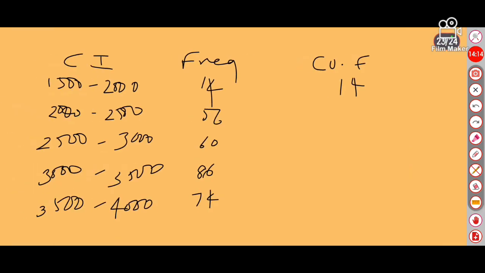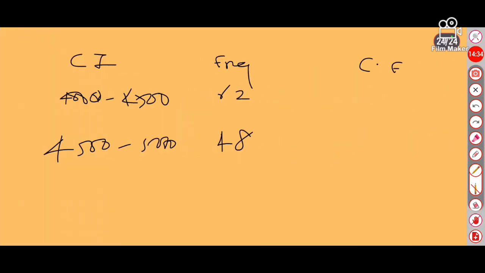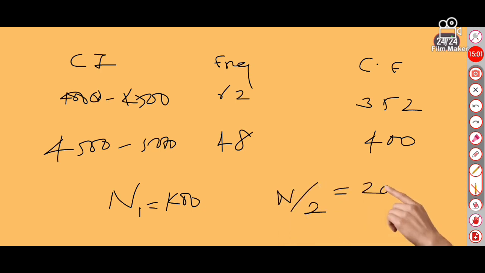So the cumulative frequency is 14 plus 56, 70, 70 plus 60, 130, 130 plus 86, you get 216, 216 plus 74, 290, 290 plus 62, so 352, 352 plus 48 is 400. So the n value given is 400. For the median class they are asking, we need to find the value of n by 2, that is 200.